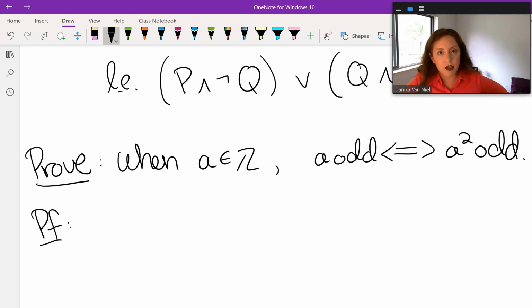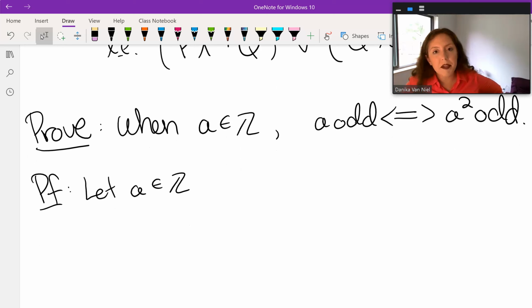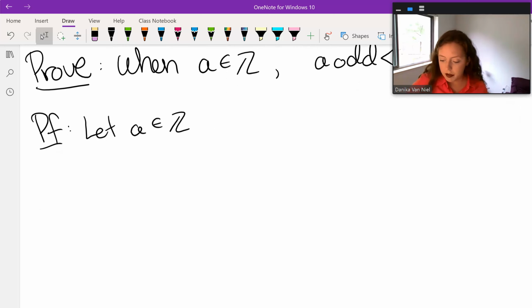So first I want to say that A has to be in the integers. So let A be in the integers. And maybe you're thinking to yourself, well, can't the reader just read the question themselves? You just want to be extra clear, okay? Your proof should be a standalone object. All right, so let A be an integer.